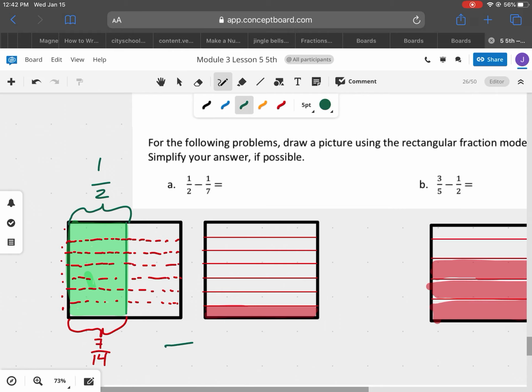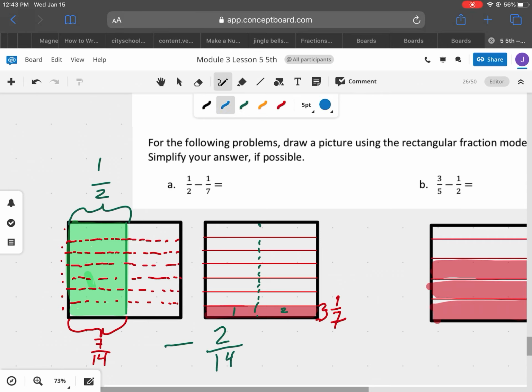And what I'm going to subtract from it, first I'm going to divide this into halves. So at first I had 1/7, because one part of the whole thing was there. And now I have 2 parts, 1, 2, and there's 14 total parts.